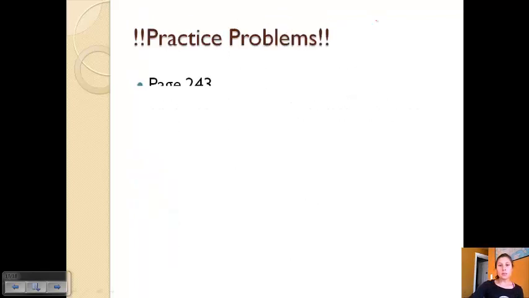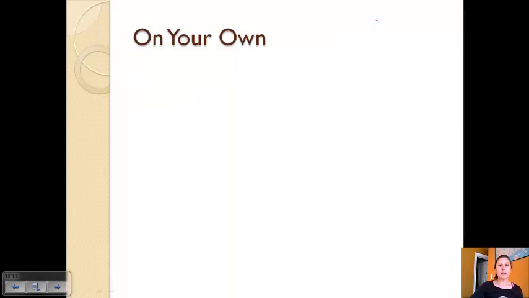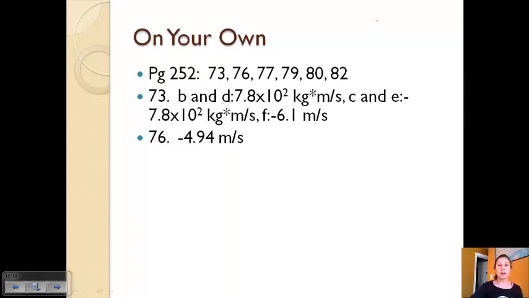Okay, so we're going to do some practice problems with this because this does involve breaking things up into components. But you're more than welcome to take a look at them ahead of time. And then once we've completed the practice problems, here are some that you can do on your own along with all the answers.